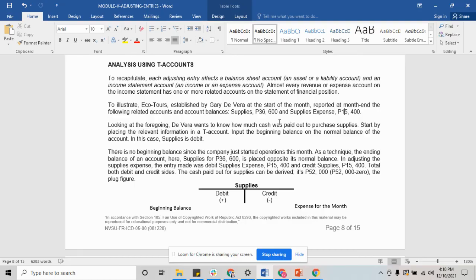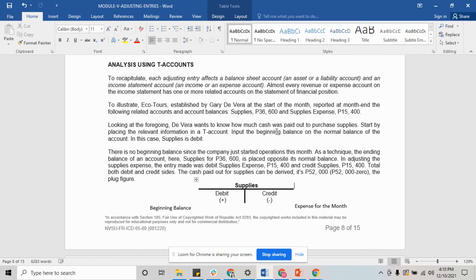Start by placing the relevant information in the account. Input the beginning balance on the normal balance of the account. In this case, supplies is debited. There is no beginning balance since the company just started operations this month. As a technique, the ending balance of an account here, supplies for 36,600, is placed opposite its normal balance. In adjusting supplies expense, the entry made was debit supplies expense 15,400 and credit supplies 15,400.